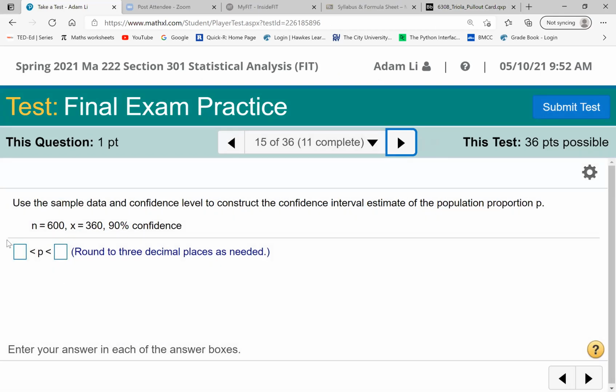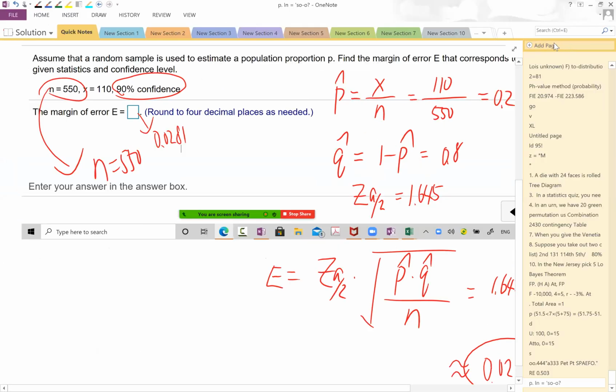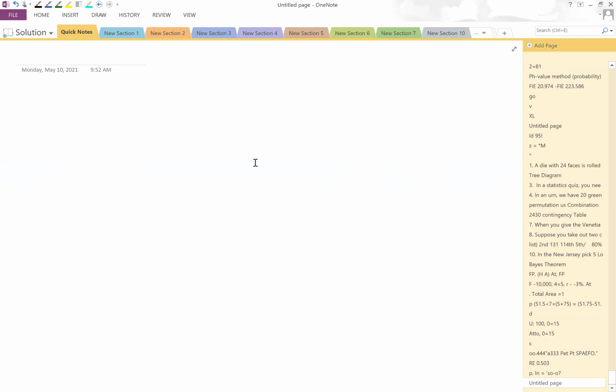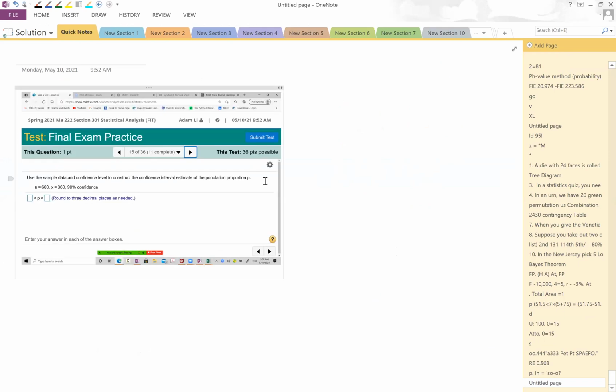Question 15. All right, so it's a very similar one. Now they want to construct the confidence interval with 90% confidence. The numbers vary a little bit, but the procedure is very similar. So it's like one step away. Before we can get to the confidence interval, we need to get a margin of error. So let's look at it.